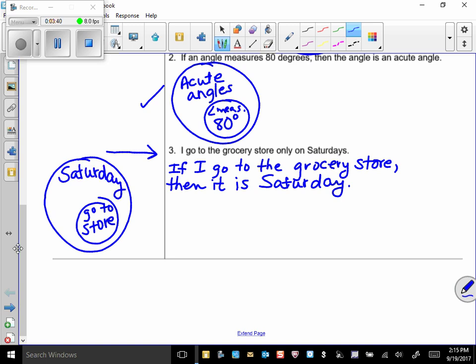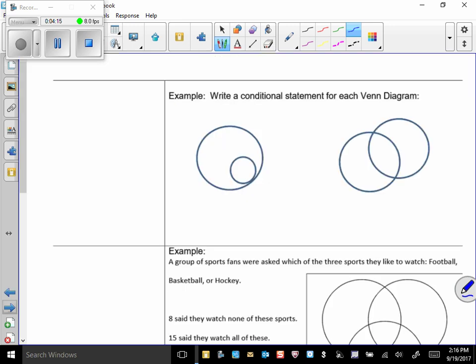This one is a little bit tricky, so let's look at our Venn diagram. I feel like this is right, but let's make sure. Since going to the grocery store is inside of Saturdays, that says whenever I go to the grocery store, it's definitely going to be on Saturday. If I'm out here, this says it's Saturday, but I'm not going to the grocery store, and that works, right? Because the statement doesn't say I go to the grocery store every Saturday. It says if I'm going to the store, then it's going to be on Saturday. So some of these can get pretty tricky. So let's be careful. Let's see what else we got here.